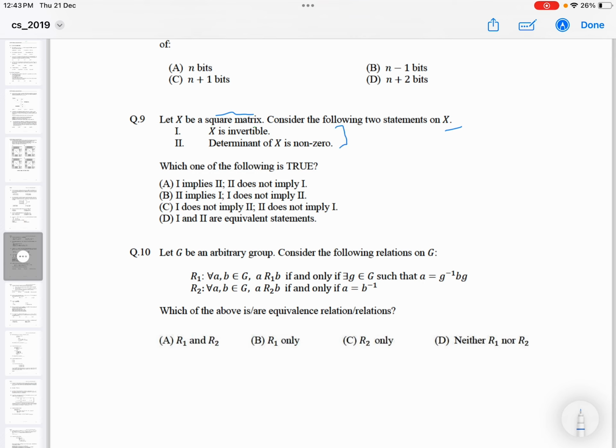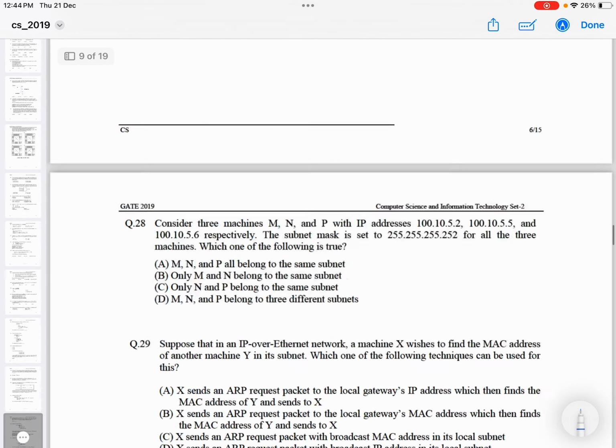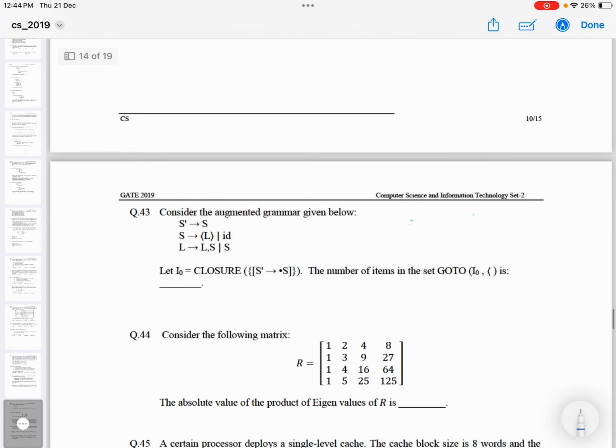If the determinant is non-zero, then we can say that the matrix would be invertible, or we can say if X is invertible, then the determinant of X would be non-zero. So both of these two statements are equivalent statements. So we can say that the correct answer for this is D. Right. Next, jump to question number 44.